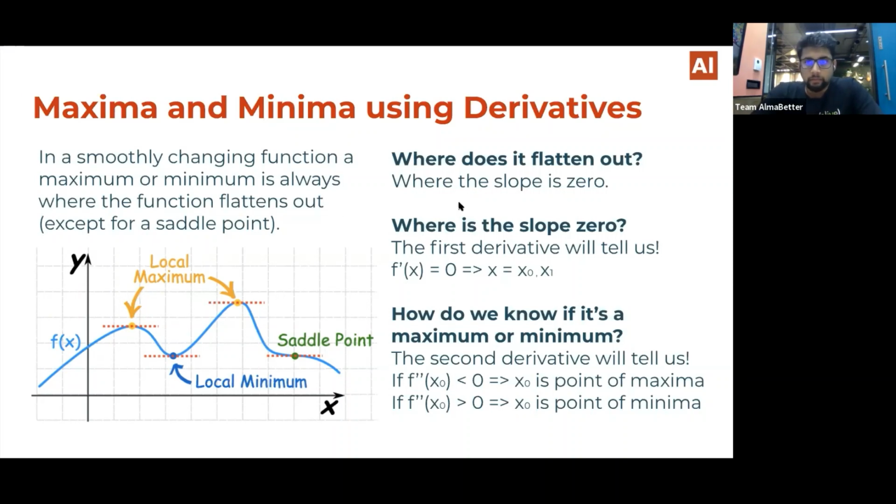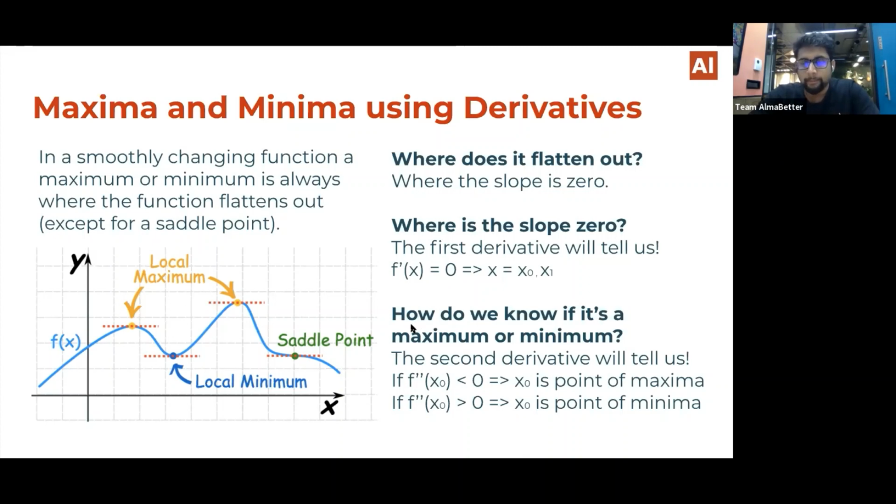So where does the curve flatten out? Of course, where the slope is 0, right? Where is the slope 0? The first derivative will tell us. You just have to differentiate the function and equate it to 0, so dy/dx = 0. You solve this equation, you will get some values of x. At those values of x, your function will have a local maxima, local minima, or a saddle point. Okay, so how do you differentiate which is maxima and which is minima, when you are dealing with just functions and are not able to see the plots?